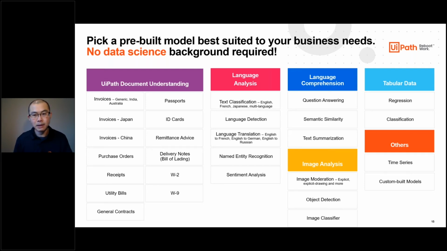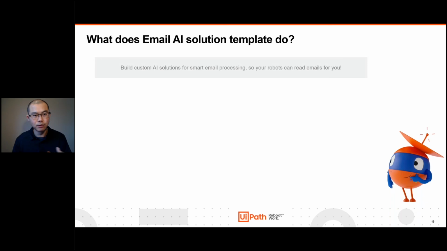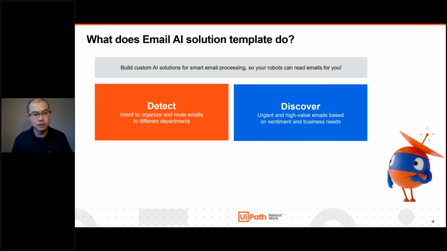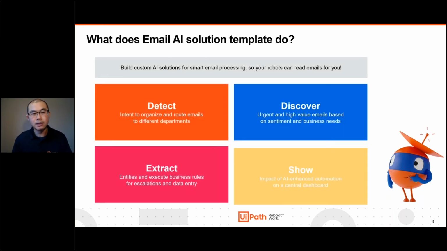Now let's talk a little bit about one of our newer areas as well, which is really around AI solution templates. And when we look into this, the first one we're starting with is email AI solution templates. So what this does is it really helps you build an AI solution really focused around smart email processing. This will help you detect and identify different types of emails, how to route it properly, extract relevant information from it, really discover additional information from that, especially around sentiment or needs, and then be able to demonstrate the value of this automation on an insights dashboard, right?